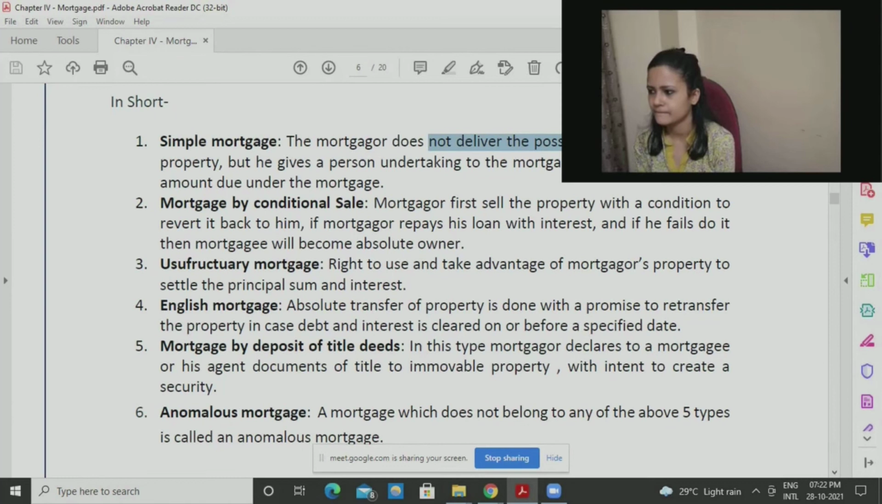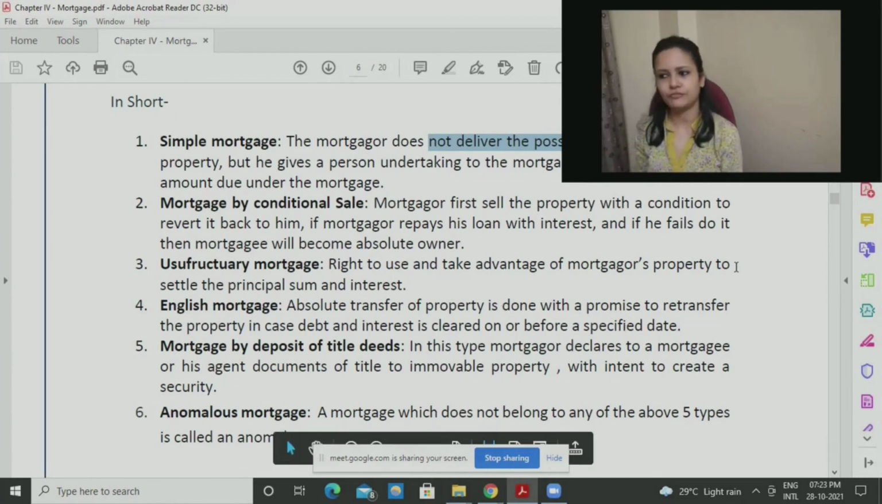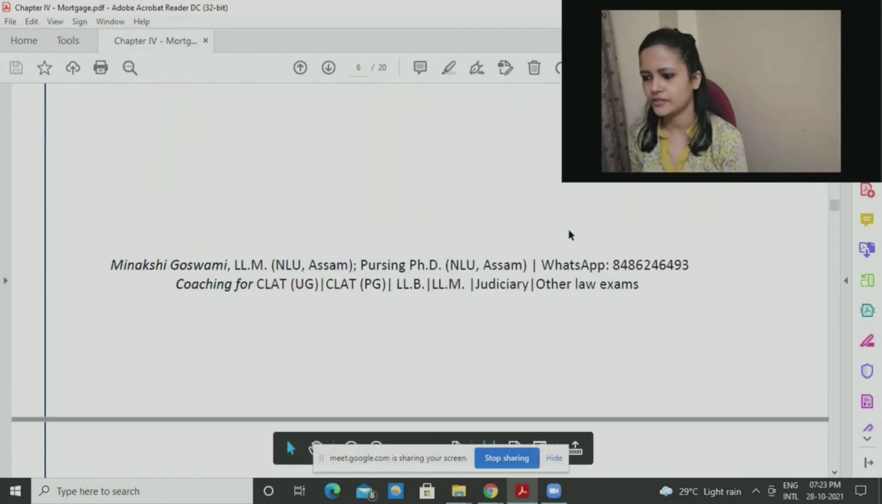Next one, English mortgage. From the initiation itself, it's a transfer of property which can be reverted back on fulfillment of the loan amount. And mortgage by deposit of title deeds is where the title deeds of a property are pledged with a person and a loan amount is acquired. And any particular mortgage that doesn't belong to the first 3 types will fall under 6. So these are 6 different types, and all of these are defined under section 58 itself. If you remember them in this sequence, you will be able to remember the subclauses also. Section 58A provides for the definition, and after that B, C, D, E, F, accordingly, it has all these different types.